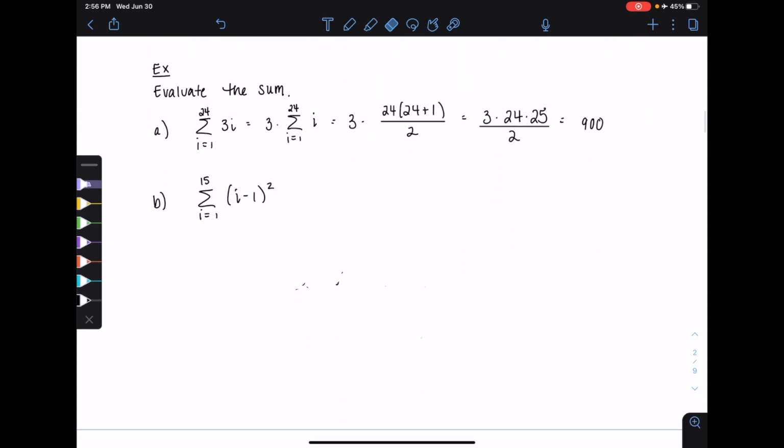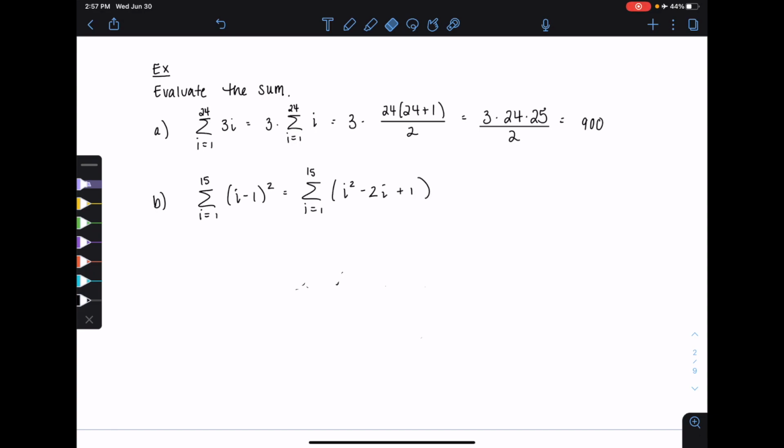Let's try another one. Let's add up from 1 to 15 of (i minus 1) squared. Right now, that's not any of the formulas I know. So what I want to do is go ahead and FOIL that. So it's still the sum from 1 to 15. If I do (i minus 1) times (i minus 1), that's i squared minus 2i plus 1.